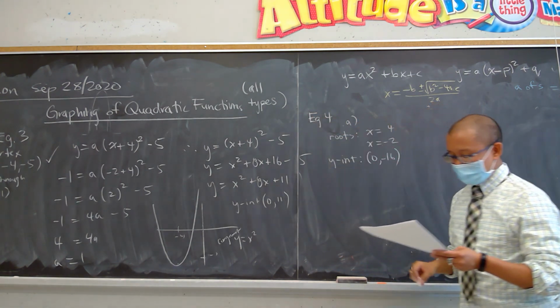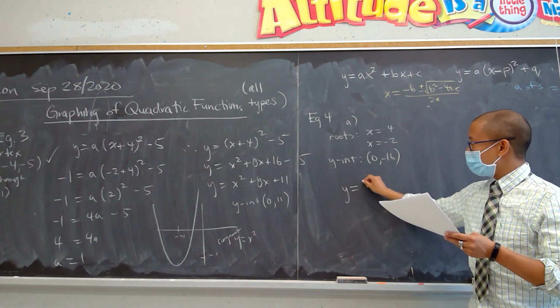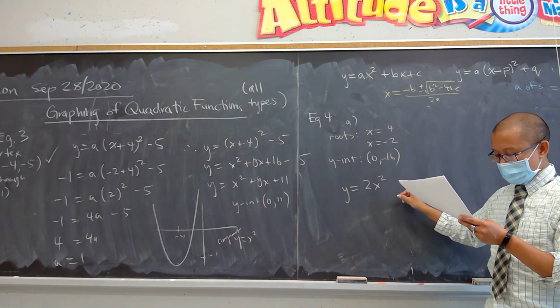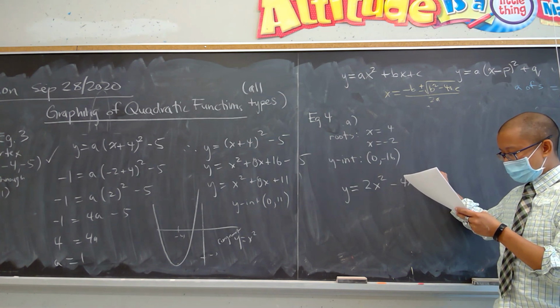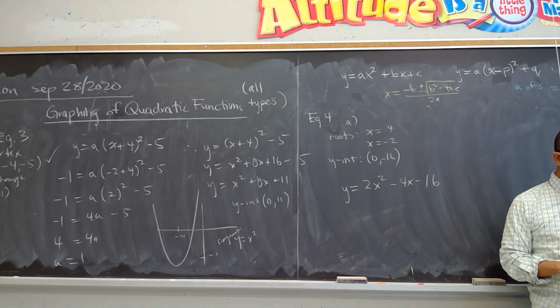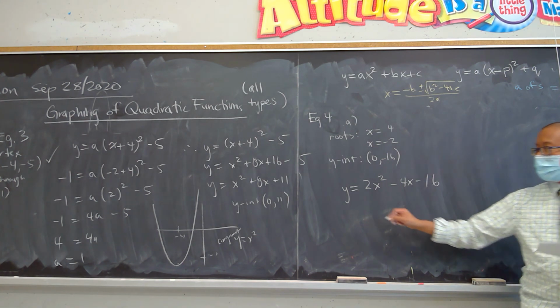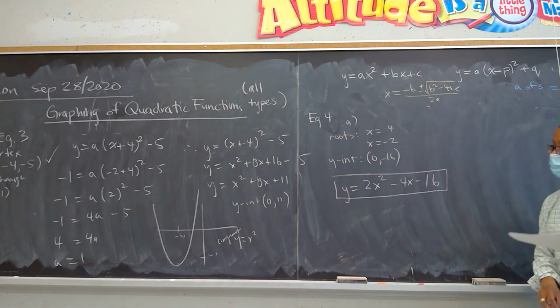Example A. I'll just give you the answer if that's all right. The final answer is y equals 2x squared minus 4x minus 16, I think. Just double check your work. Solve it out. That is the final answer for example A.